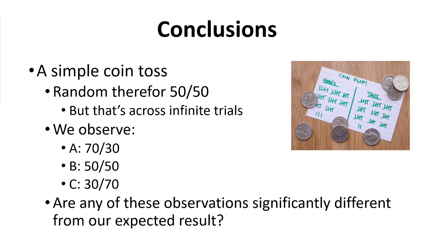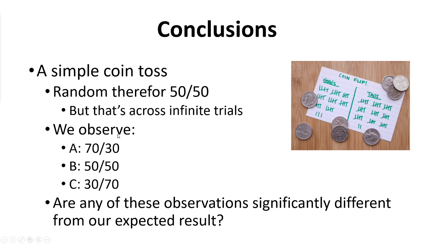If we flipped a coin 100 times, and we observed any of these three options, a 70-30 split, a 50-50 split, or a 30-70 split. For the 50-50 split, we'd probably say that, yeah, that's exactly what we expected. There's nothing else going on. If we see these 70-30 or 30-70 splits, is that significantly different from what we expected? Is that different from 50-50? So that's where our inferential statistics come in.